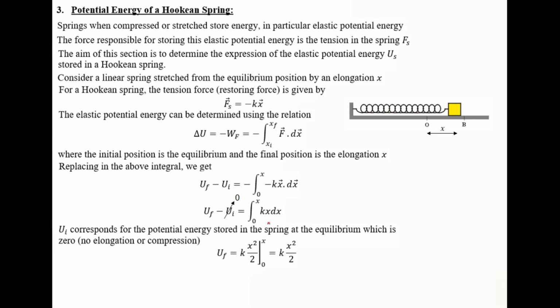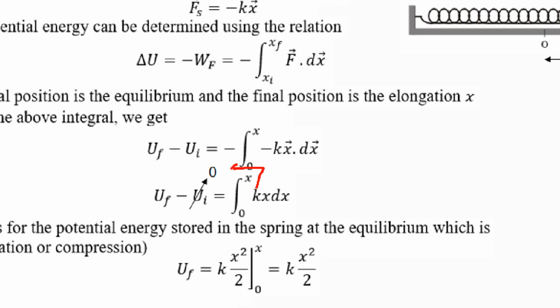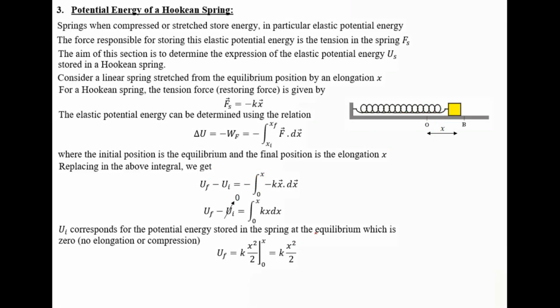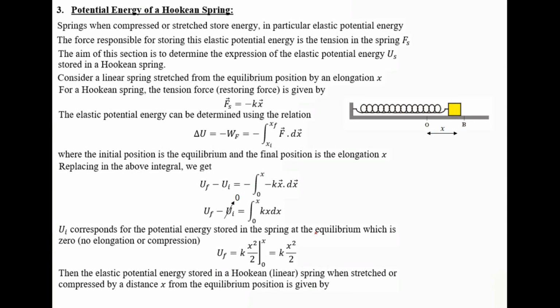And now we can perform the following integral. K is a constant, so it can be pulled out. Then that would be kx squared divided by 2, evaluated from 0 to x, where x is the elongation, and that would give us kx squared over 2 minus 0. Then the elastic potential energy stored in a spring when stretched or compressed by distance x from the equilibrium position is given by half kx squared.